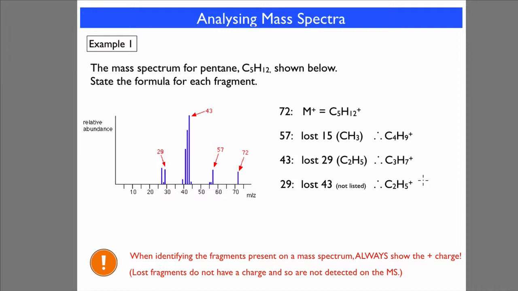Do take note that when identifying the fragments present on a mass spectrum, you always show the positive charge. Lost fragments don't have a charge and so aren't detected on the MS. So be clear. Write your charges, and don't write your charges if you're showing how you got an answer.